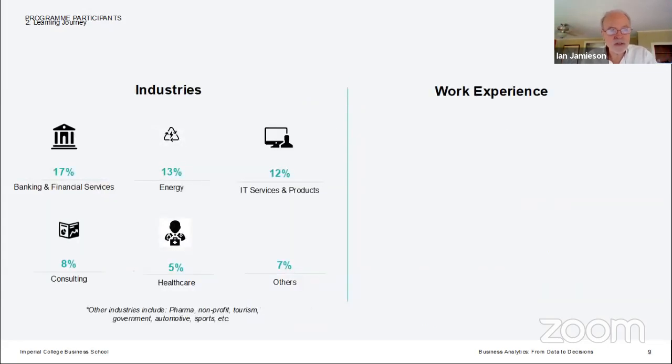Now, this is interesting because often we don't get such an even spread among the industries. So here we have 17% in banking and financial services, 13% of participants in energy, IT, 12%, consulting, 8%, healthcare, 5%, and others 7%. Pharma, non-profit, tourism, government, automotive, sports, etc. So we're a fairly diverse group, actually.